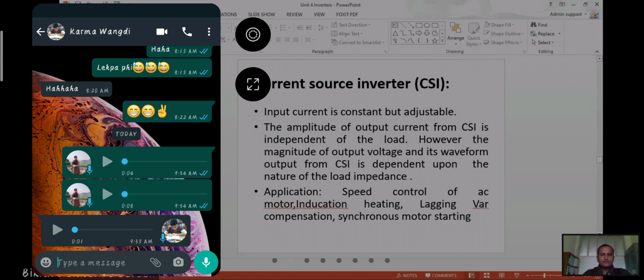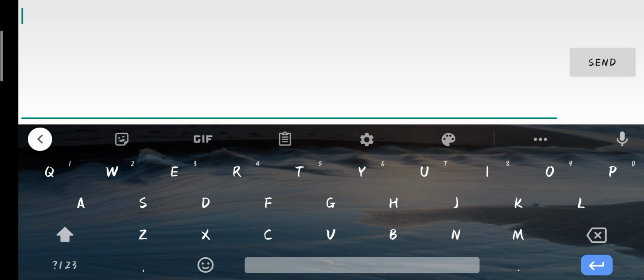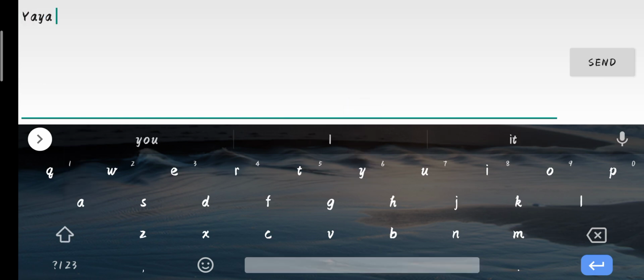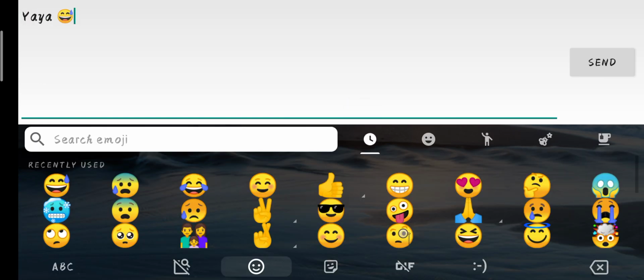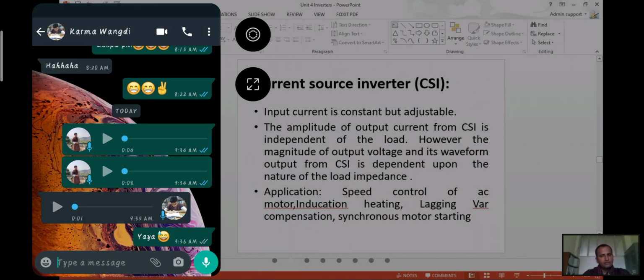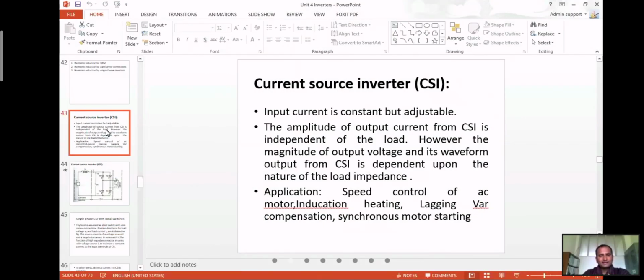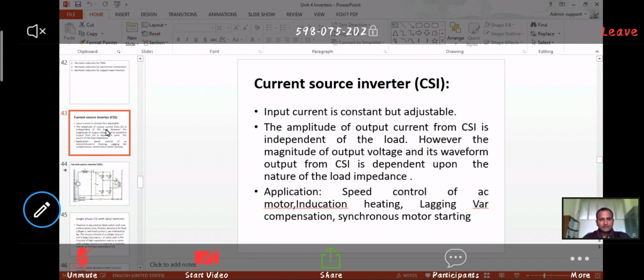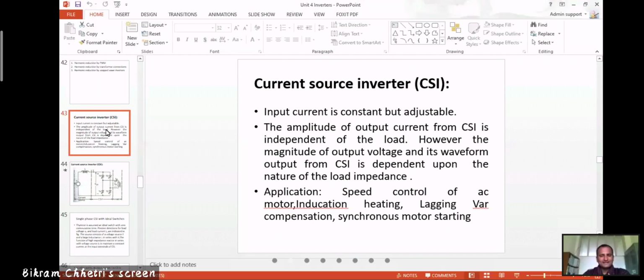There are different ways of reducing the harmonics. These are the unwanted signals. Whenever we are converting from one form to another, there will be unwanted signals, which we call harmonics, in a system. What we require is a pure AC, and the input should be a pure DC.